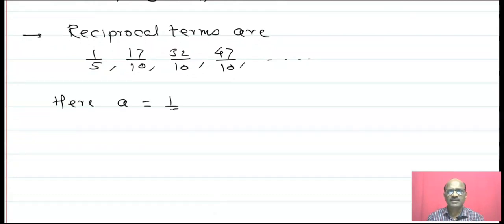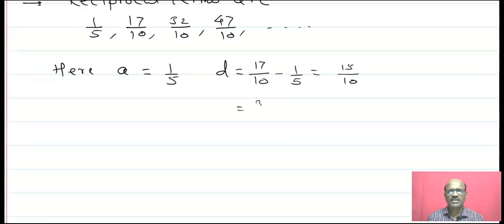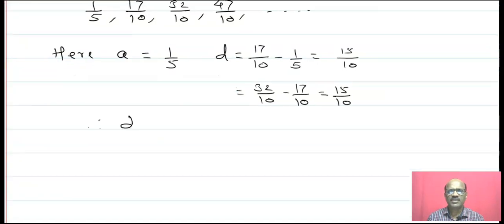Now here A is equal to 1 upon 5, D is equal to 17 upon 10 minus 1 upon 5, and overall you will get 15 upon 10. Next term, that is 32 upon 10 minus 17 upon 10, 15 upon 10. The difference is constant.